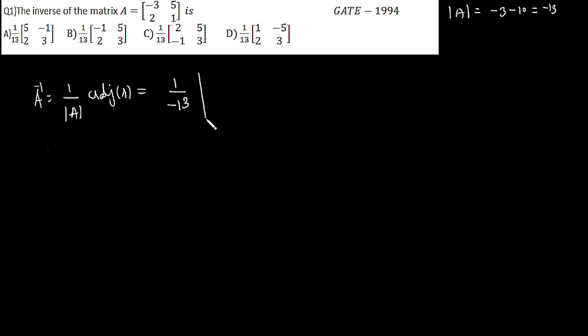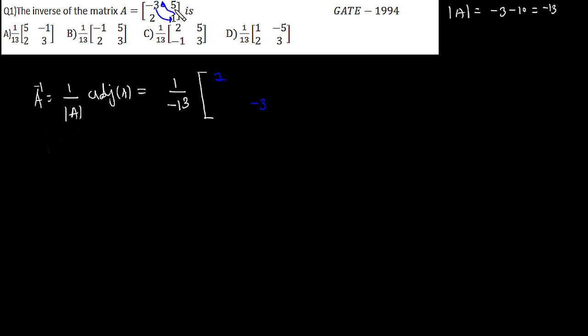Now we have to find the adjoint of this 2 cross 2 matrix. Since it is a 2 cross 2 matrix, it is easier to find the adjoint of A compared to a higher dimension matrix. What we have to do is simply swap this element and this one. So this element goes there and this one goes here. Let's write here 1, and here minus 3.